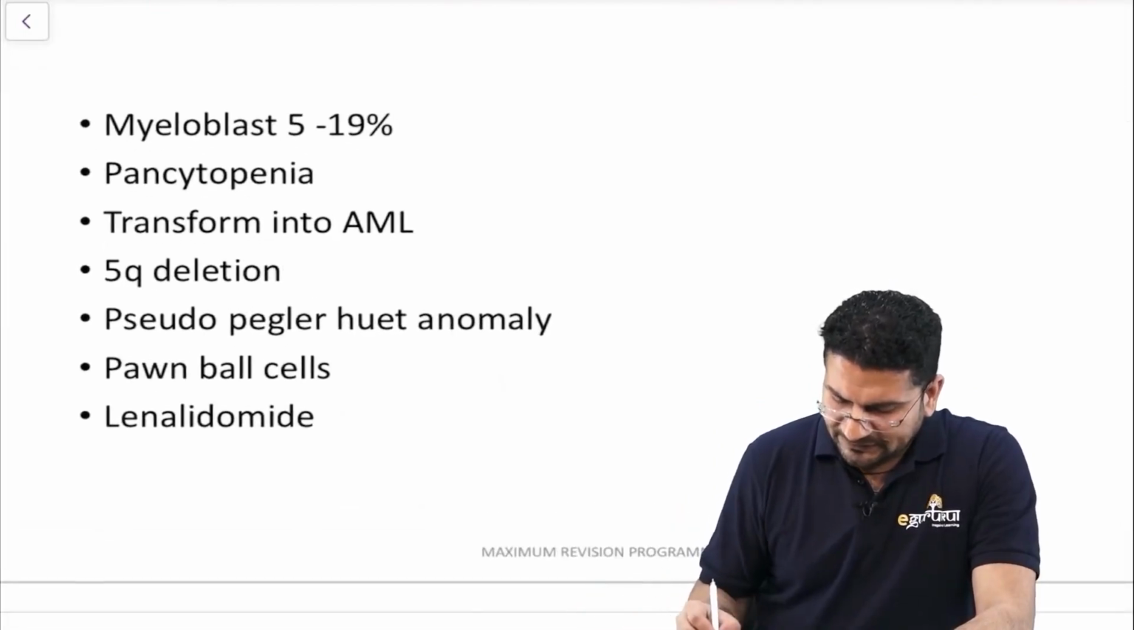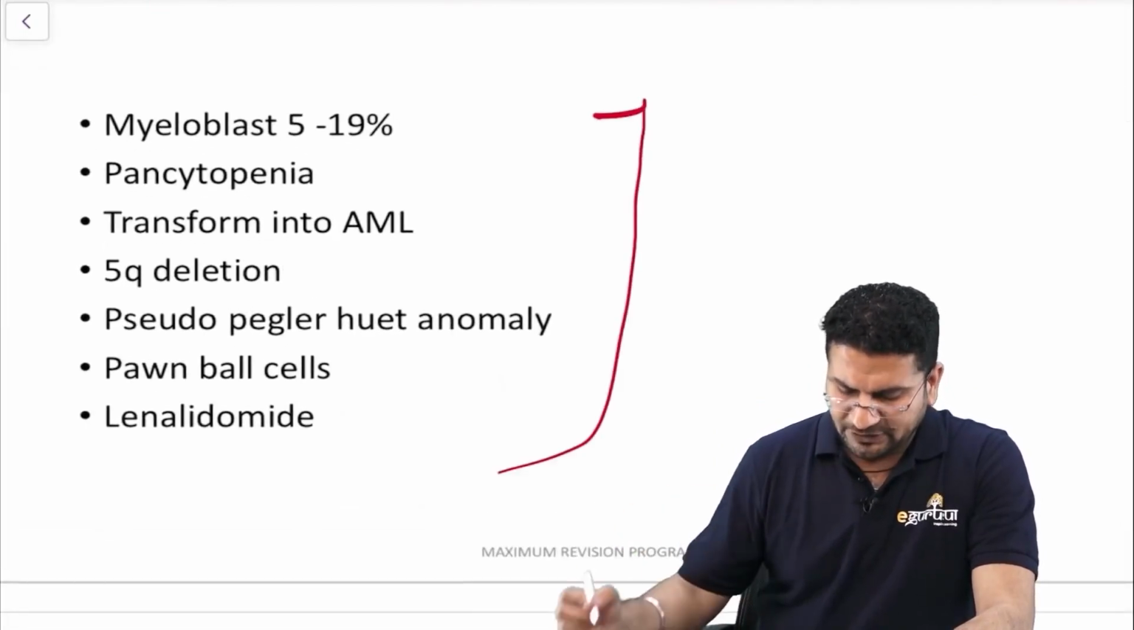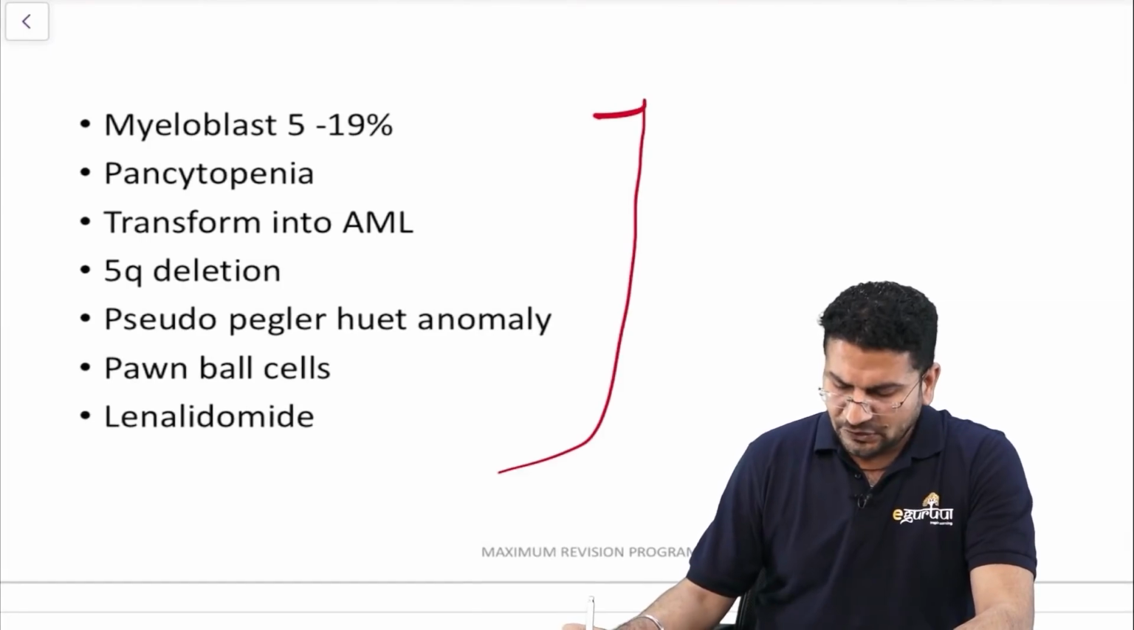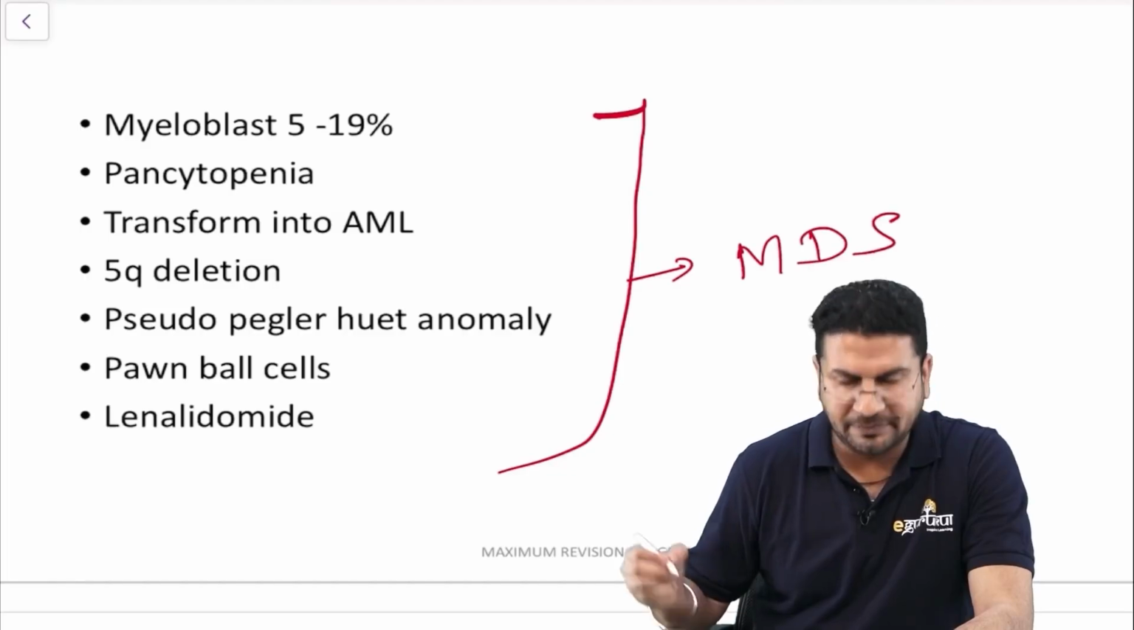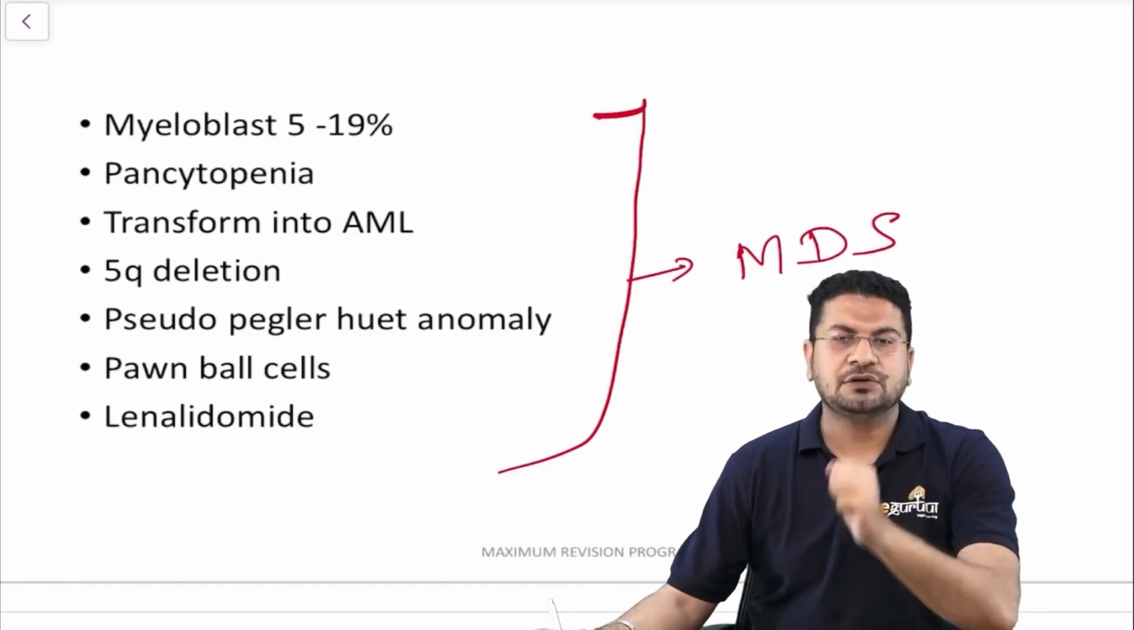Myeloblast 5 to 19%, there can be pancytopenia, and it can transform into AML. There can be 5q deletion, pseudo-Pelger-Huët anomaly, and ring sideroblasts. Lenalidomide is the treatment. This is what we call myelodysplastic syndrome, MDS.